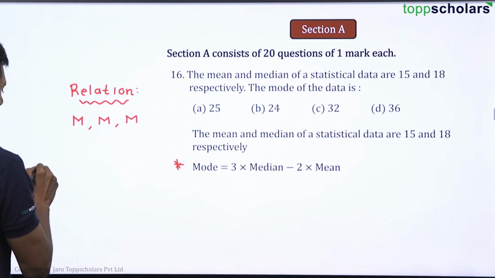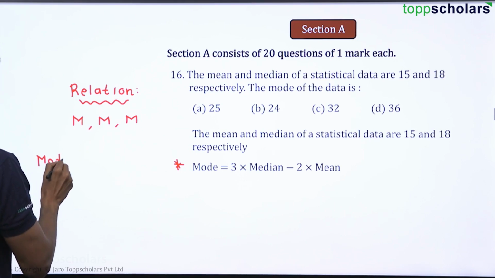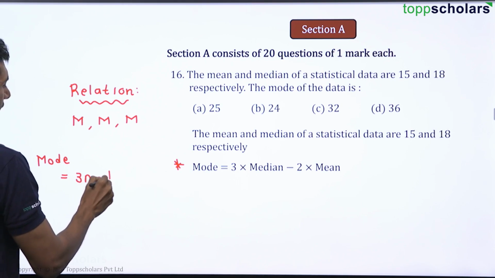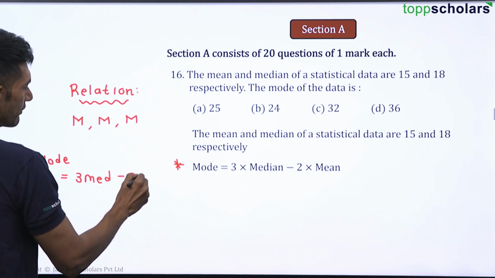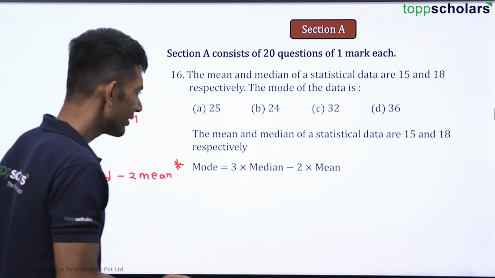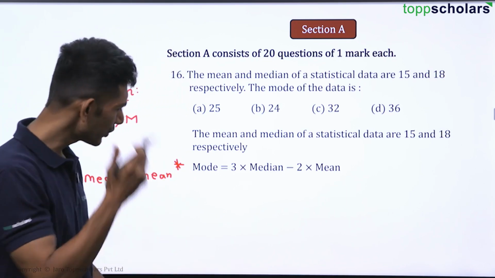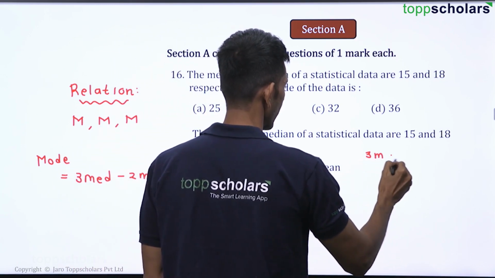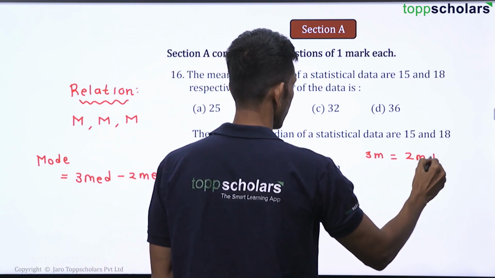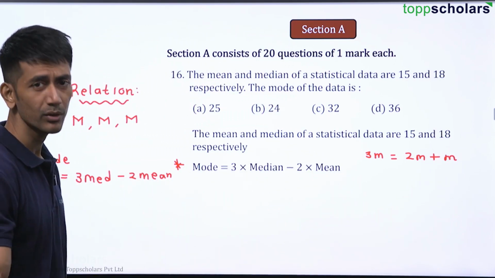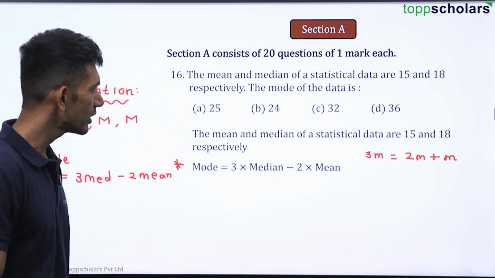The relation is that mode is given by 3 times median, minus 2 times mean. Please make a note of this. Or it's your choice how you remember this. You can also write it down as 3 times median is equal to 2 times mean plus mode. Anyways, we are not bothered about the format. We'll just put the values.